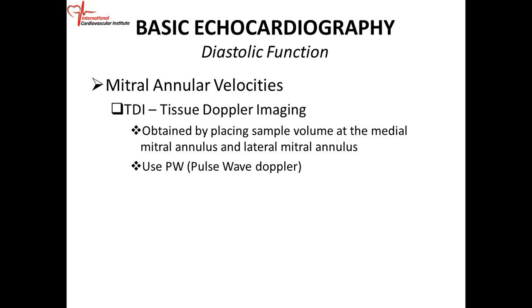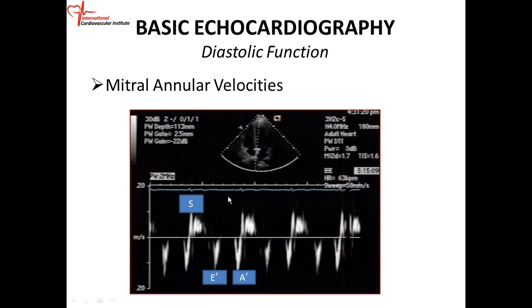With tissue Doppler imaging, this is obtained by placing the sample volume at the medial mitral annulus and the lateral mitral annulus. Okay, and we're going to show you what that looks like. You want to see how much that tissue moves, the speed of it. But remember, it has a direction, so we talk about velocity as opposed to speed. And it's a pulse wave Doppler. And this is what it looks like.